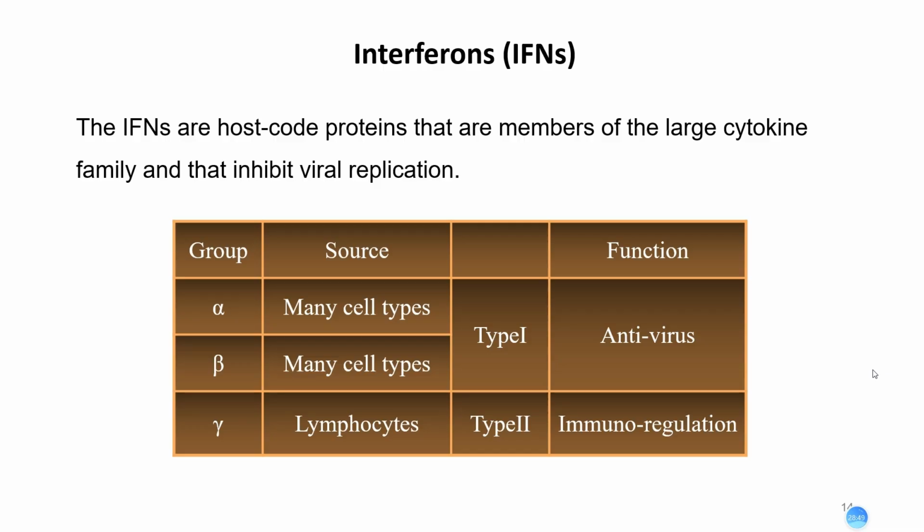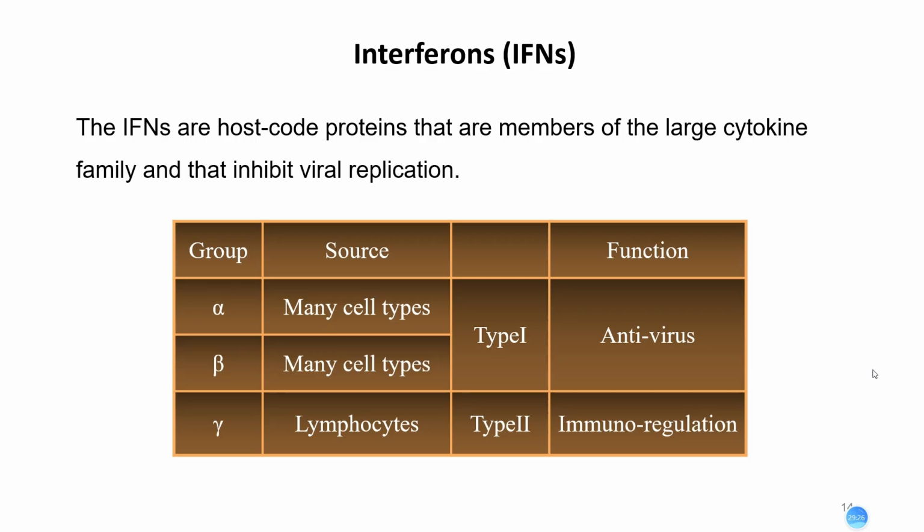The major function of interferon gamma is immunoregulation. It regulates the activity of other immune cells, like activating other immune cells. But there is another type called type 1 interferon, which includes interferon alpha and beta. They can be produced by many different cell types, not just lymphocytes. A lot of cells can produce interferon alpha and beta.